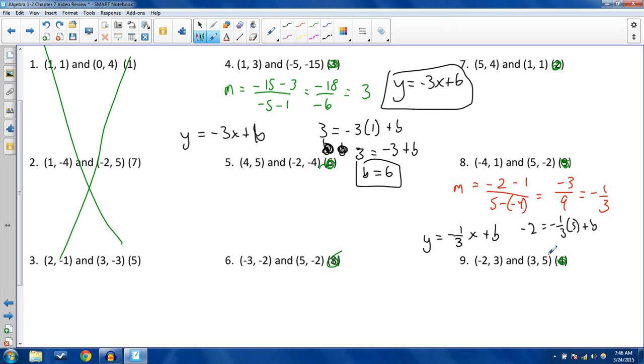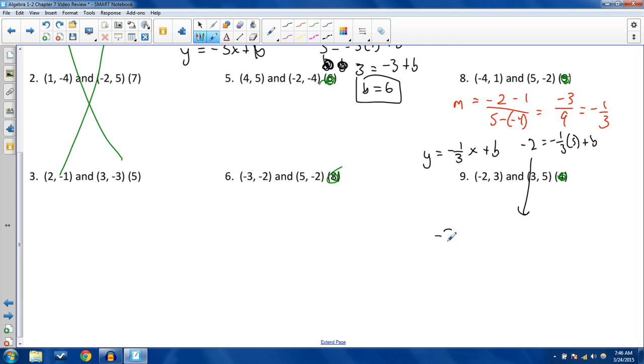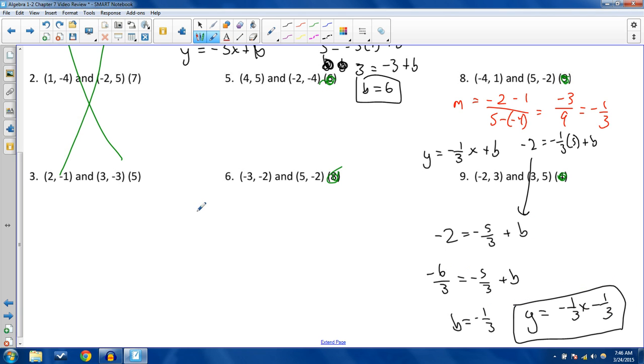You can't be afraid of fractions here. I'm going to bring this down. Negative 2 equals negative 5/3 plus b. Negative 2 is also negative 6 over 3. As I add 5/3 over, I'll get b of negative 1/3. So your equation is y equals negative 1/3 x minus 1/3. And there you go. Sorry, I do have to move on.